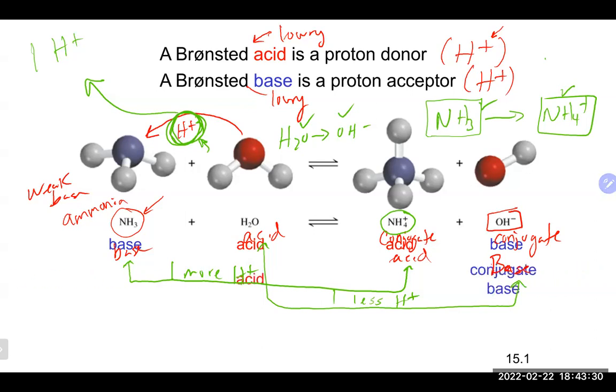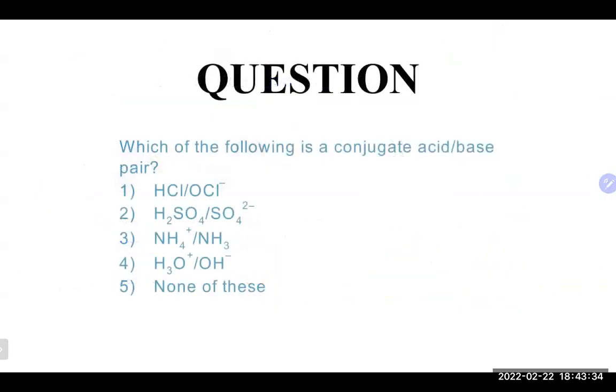Okay. Sorry, I scribbled on there, I think.